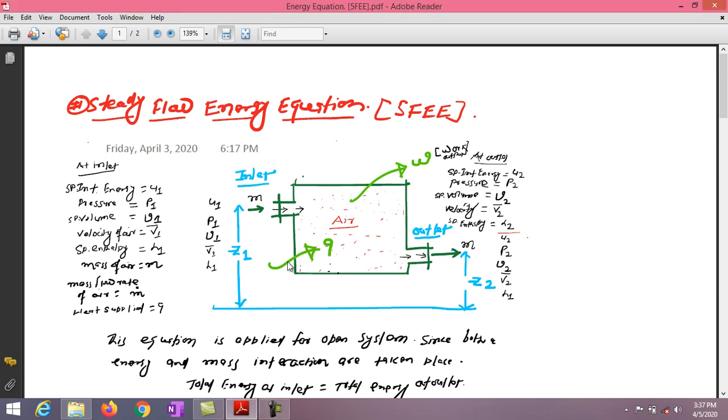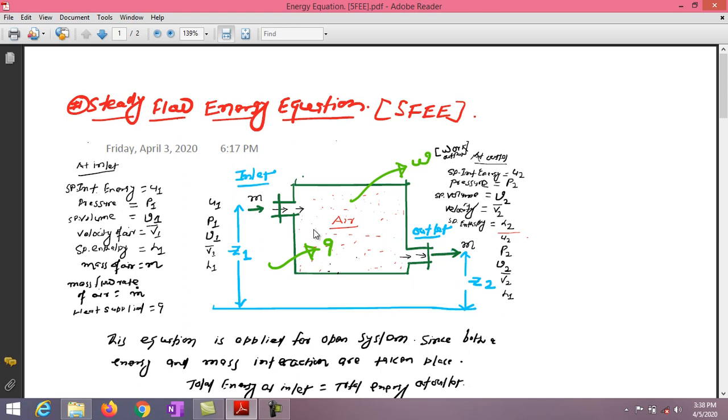Okay. Next, this Q amount of heat is supplied to the system and this work output is done by the system. That means in this condition both energy interactions take place: whenever heat is supplied, we get some work output. That means in this system both mass interaction and energy interaction are taking place. That's why this is called an open system. So first of all we need to understand what this open system is, and for open system this steady flow energy equation is used. Both mass and heat interaction are taking place across the boundary of the system, right?